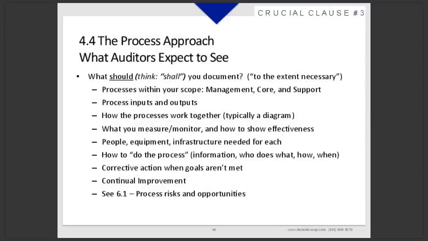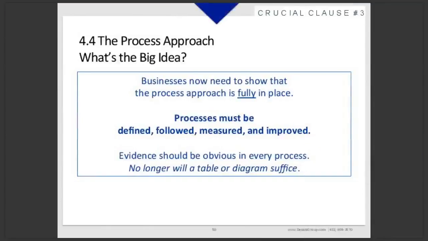Then they'll be looking for the how to do the process, your who does what, how and when, your process documents like that, and then making sure that you've got corrective action and continual improvement in place when your goals aren't met. It also says in 4.1 that you need to have the risks and opportunities associated with the process. We urge you to do that in process definition rather than as some standalone document that looks at the business overall. These should be defined for each of your processes as it says in 4.4.1. Again, we're coming up on that in a minute.